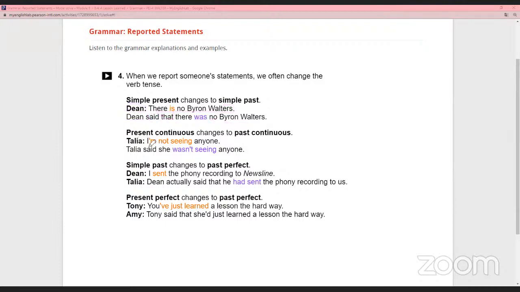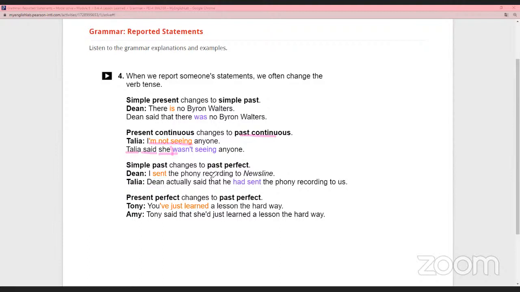If it's in present continuous, I'm not seeing anyone, okay? So this is the part that I have to change into the past continuous. So again, I'm gonna copy the person who said the sentence. I'm gonna choose said. Instead of saying Talia again, I'm gonna only use the pronoun she. The negative as it is, wasn't seeing anyone, and that's all.